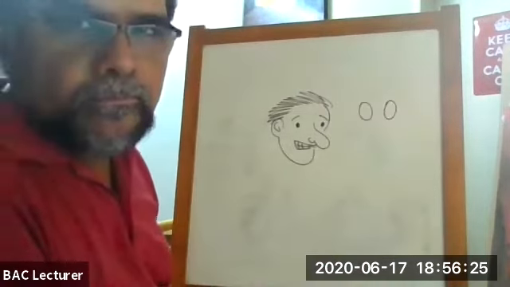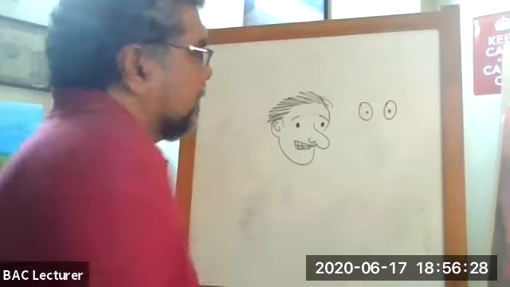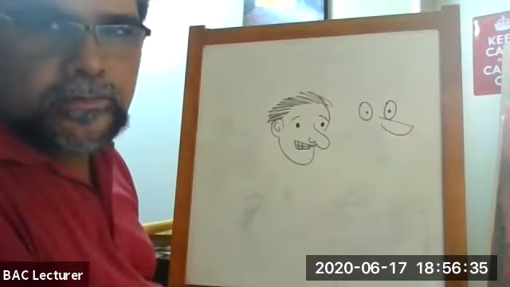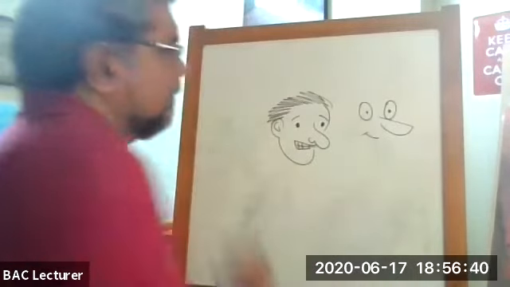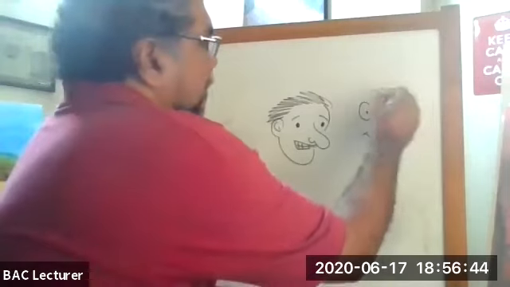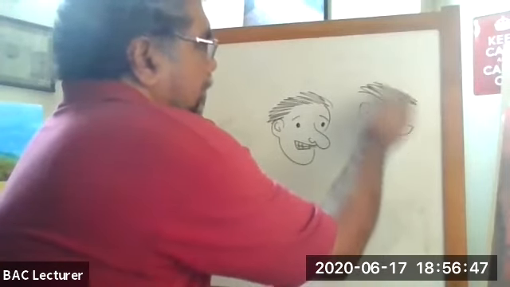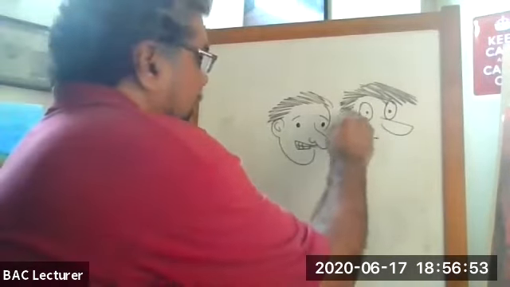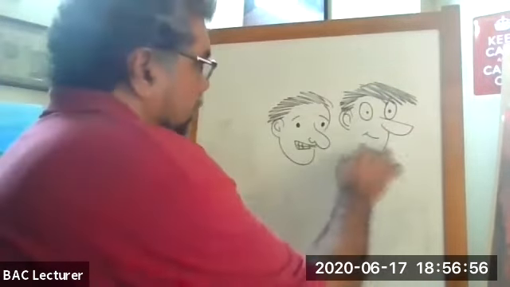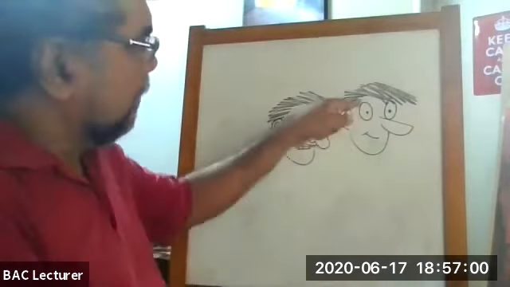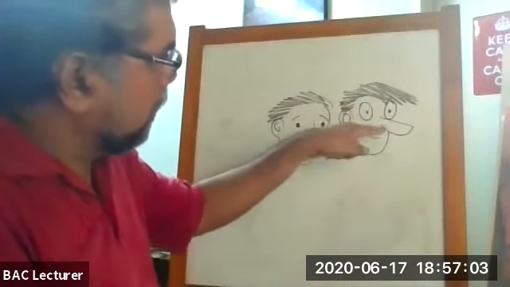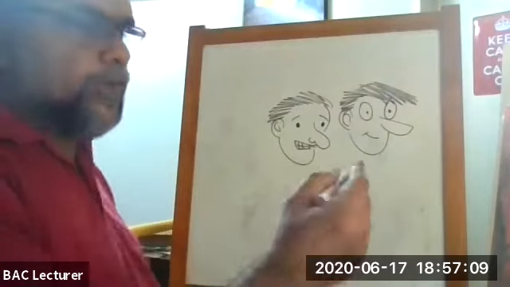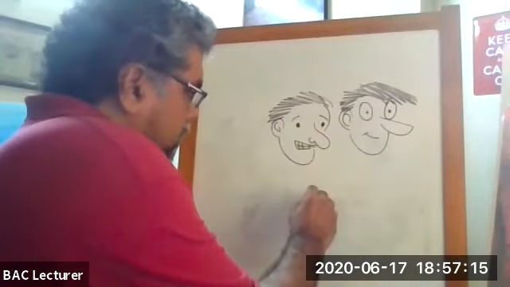Two oval shapes. The two dots. The nose. Any type of nose you want. Simple mouth. Some hair. And chin. Simple. How many? 1, 2, 3, 4, 5, 6, 7. Seven lines only. Seven times you have to put your pen on paper and you get a cartoon. So simple. Another one.